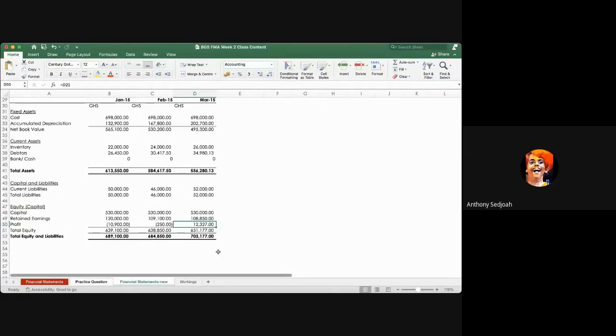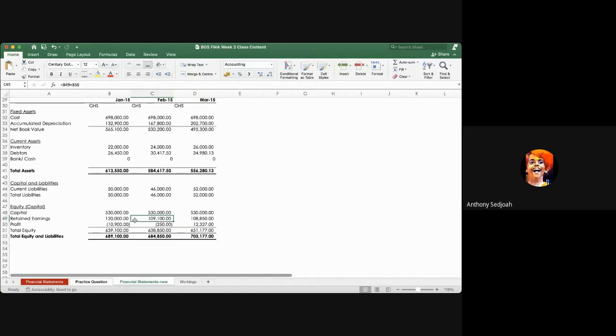Can you go back? Which side do you want to go over? Where you got the retained earnings? Yeah, on the 109. Okay. The 109. Yeah. So the 109, as I said, is the retained earnings for February.